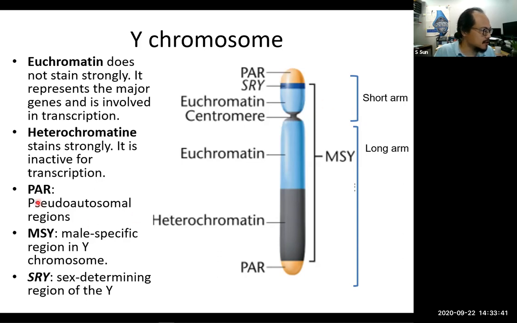Something unique here in the Y chromosome is this. In the Y chromosome, we have these two ends. It's called the pseudo-autosomal region, PAR. It means that this region represents some portion in the autosome, those 1 to 22 chromosomes.